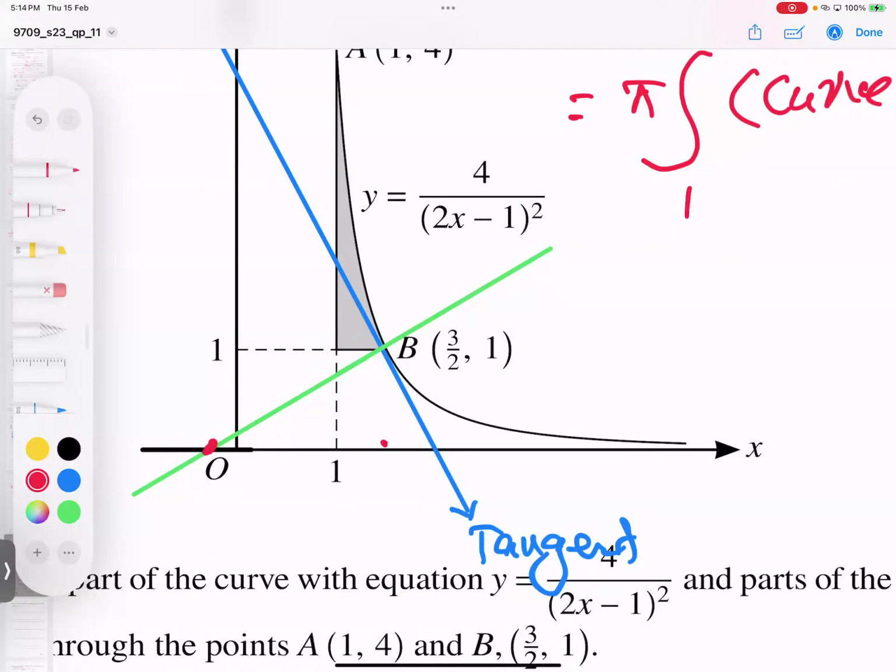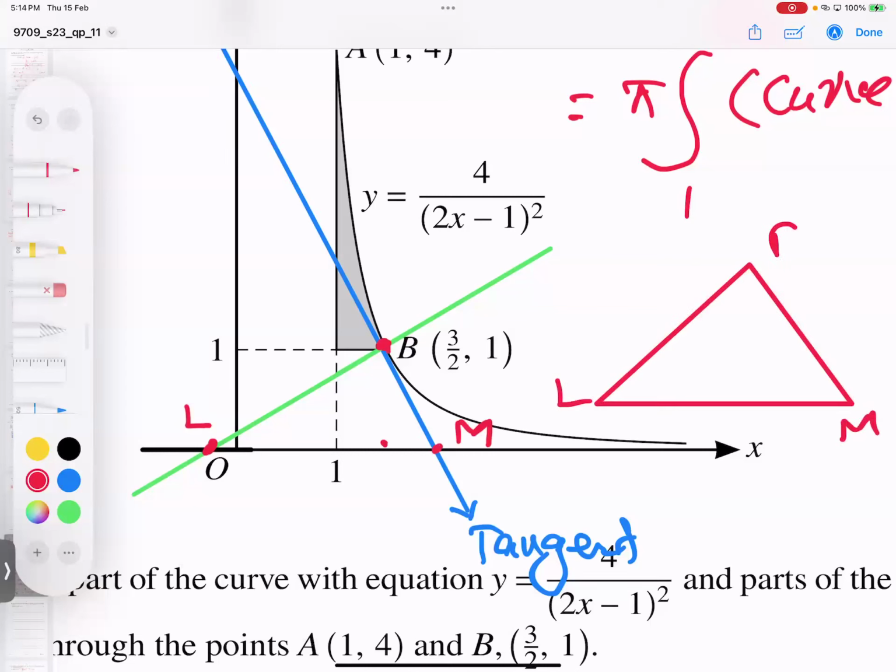I give a name. Let's say I name this point L, and this point I mention here is M, and this point already given by him is B. So in short, I got a triangle LMB, with a 90 degree angle here. All right, later I will discuss how to get the area of the triangle.